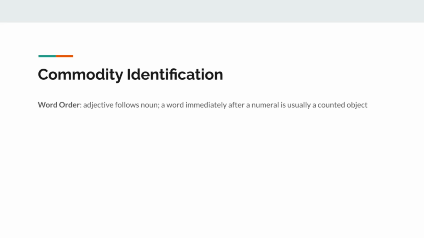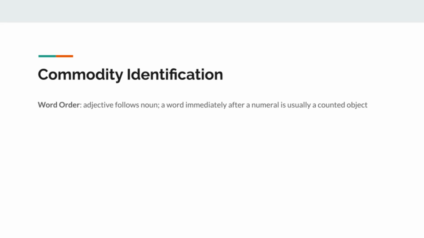We use a variety of rules to identify counted objects, the simplest of these being word order. In Sumerian, the adjective usually follows the noun, meaning that the word directly after the numeral tends to be the counted object, and any descriptors will probably come later in the line.